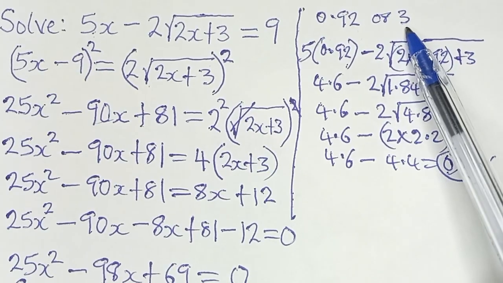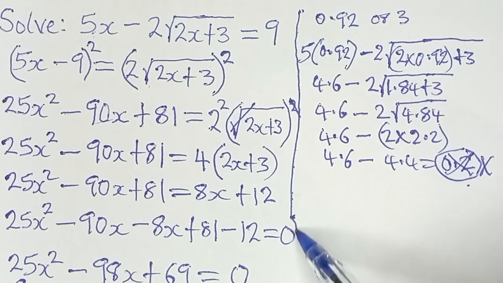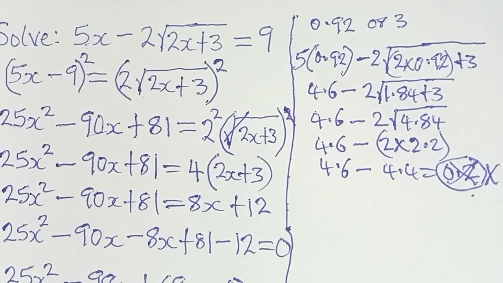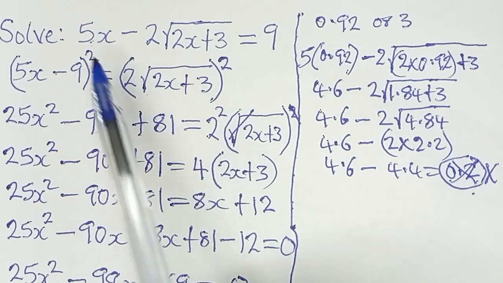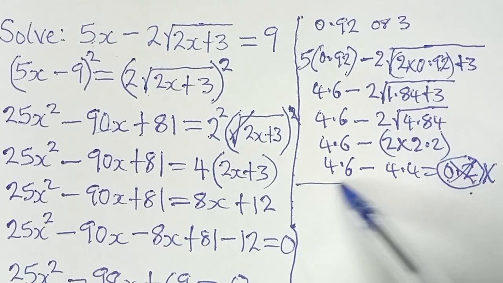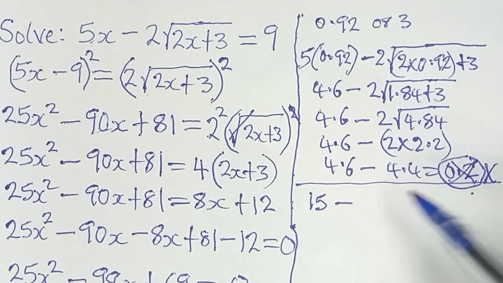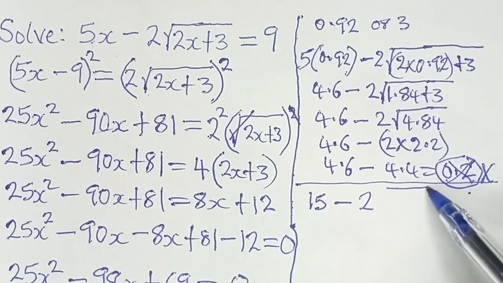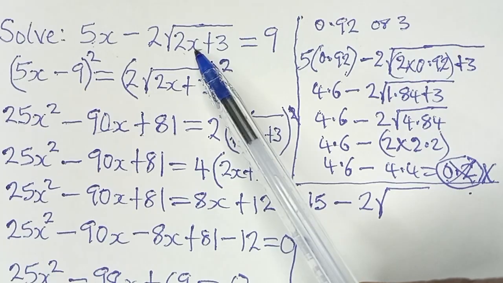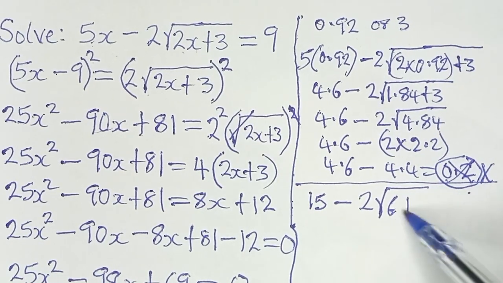So let's test x is equal to 3 and see whether it is correct. When x is equal to 3, let's go back to the original expression and test. So I have 5 multiplied by 3, which is 15, minus 2 multiplied by the square root of 2 multiplied by 3. Don't forget x is 3. 2 multiplied by 3 is 6. Then 6 plus 3.